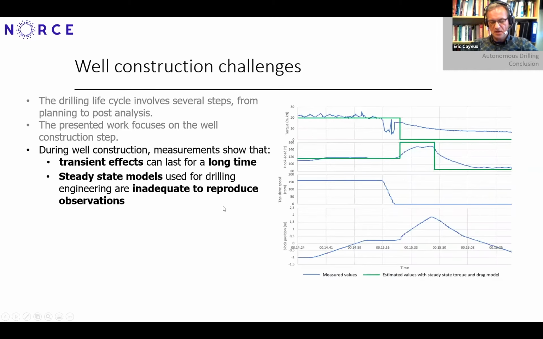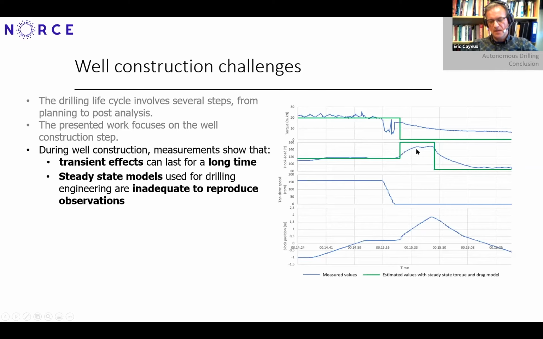Now, if we use standard steady state models like the ones which are used in drilling engineering, we are far from being able to reproduce what is observed. This schematic is showing the execution of a friction test where we are first rotating the string and having some torque, and then we are stopping the rotation, and then we are doing a lift up and then a slack off. And we can see on the torque that when we stop the rotation, the torque doesn't return back to zero. It's only when we are lifting up and slacking off that the torque is diminishing slowly with time or with depth.